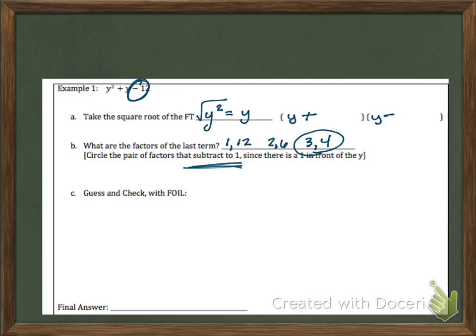Now I need a positive middle term, and so I want the higher value to be positive, so I'm going to put the 4 with the plus and the 3 with the minus, and that way when I add them I would end up with that positive 1. Now, sometimes you'll try other ones and you'll guess and check, and you want to make sure you can FOIL it out to get back to what you should get back to. Okay, and that of course is your final answer.